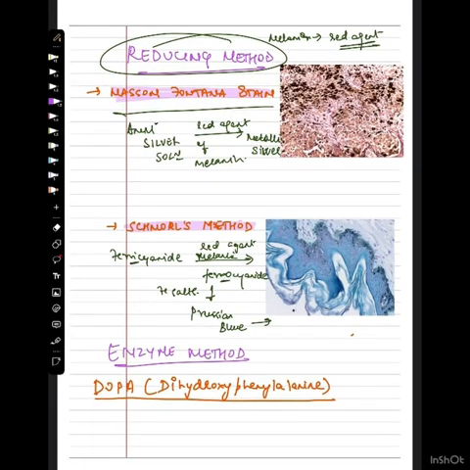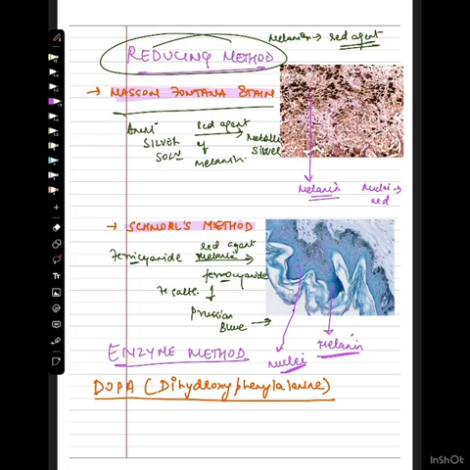As you can see here, the melanin is highlighted black in color and the nuclei will be red in color in case of reducing methods. In case of Schmorl's method, the melanin will be dark blue in color and the nuclei will be red in color. So this is about the reducing method.